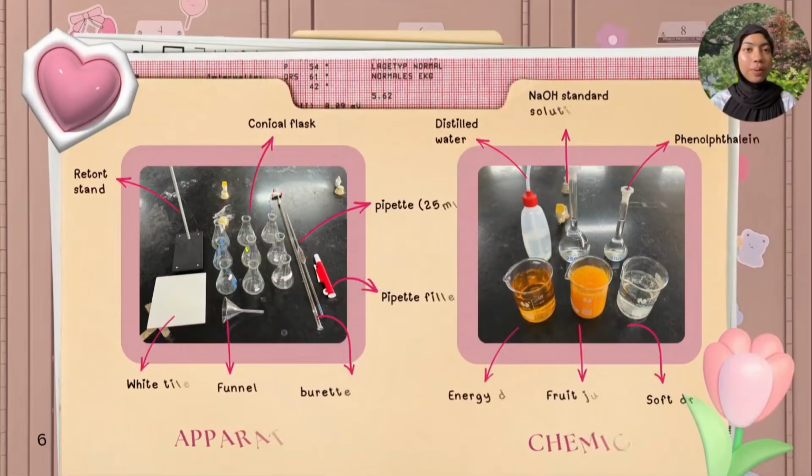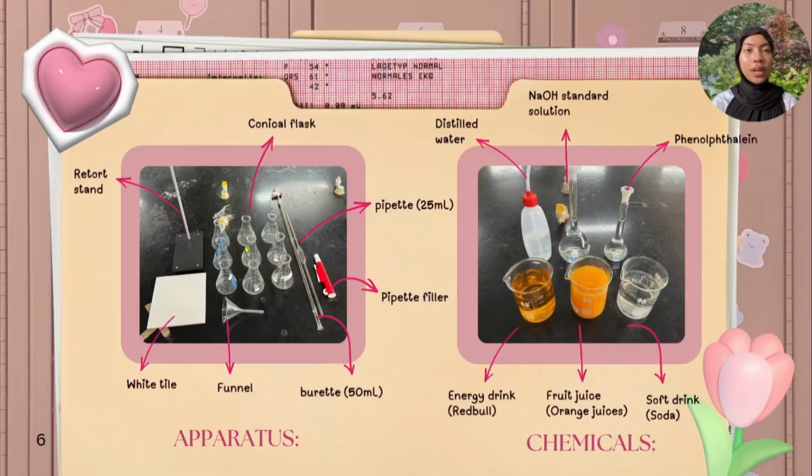This slide shows the apparatus and chemicals used in our acid-base titration experiment. For the apparatus, we use a retort stand to hold the burette in place, a 50 ml burette to dispense the standard sodium hydroxide solution, a 25 ml pipette with a pipette filler to accurately measure the sample volume, a conical flask to contain the solution during the titration, a funnel to fill the burette, and a white tile to make it easier to observe the color change at the endpoint.